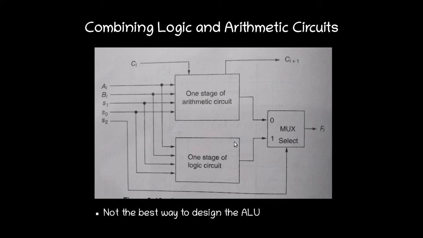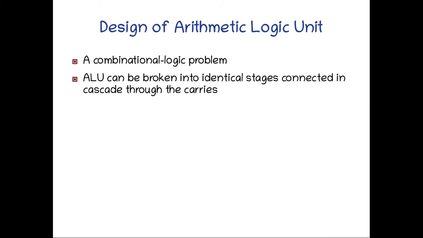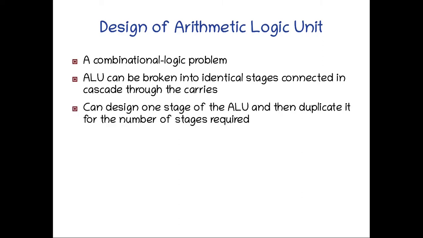But this is not the best way to design the ALU. So we have to consider some other strategy, a design of the arithmetic logic circuit in a more efficient way. Another method is we can consider this problem as a combinational logic problem. The ALU can be broken into identical stages connected in cascade through the carries. We can design one stage of the ALU and then duplicate it for the number of stages required.